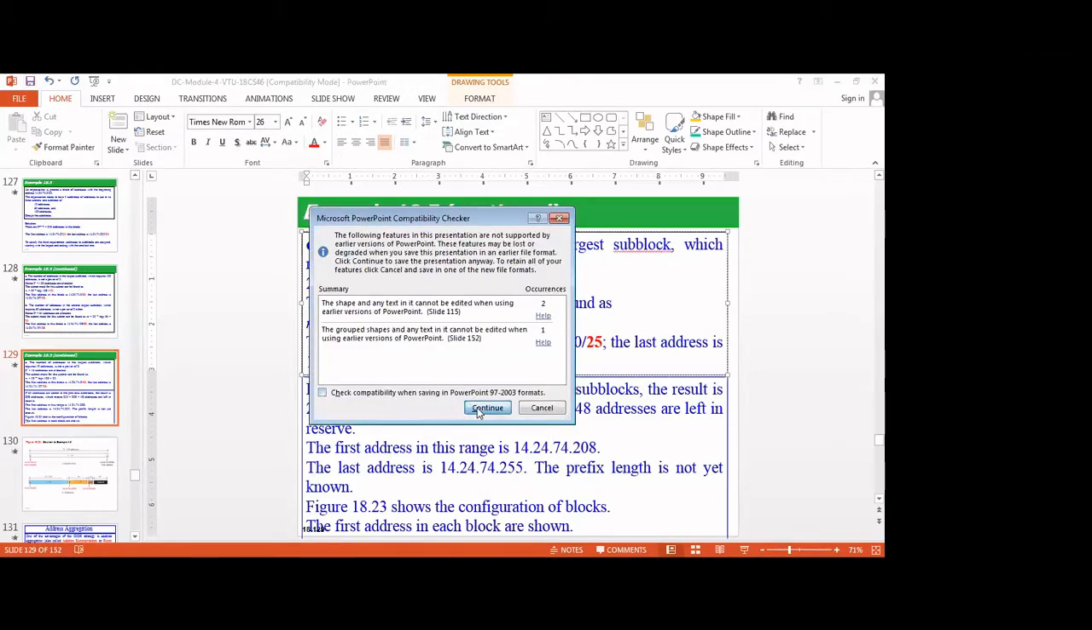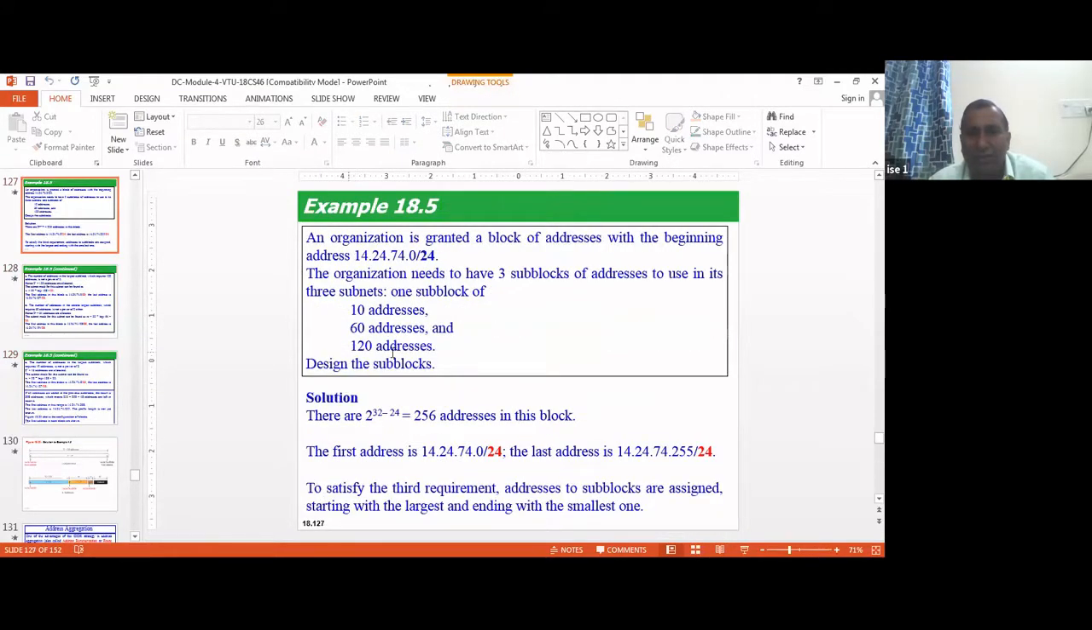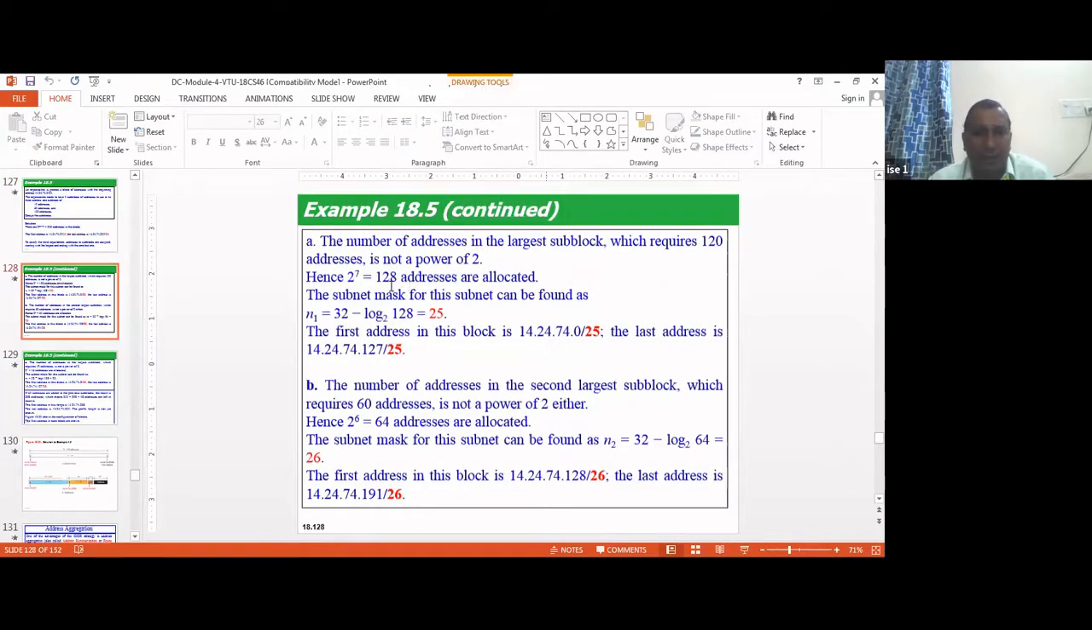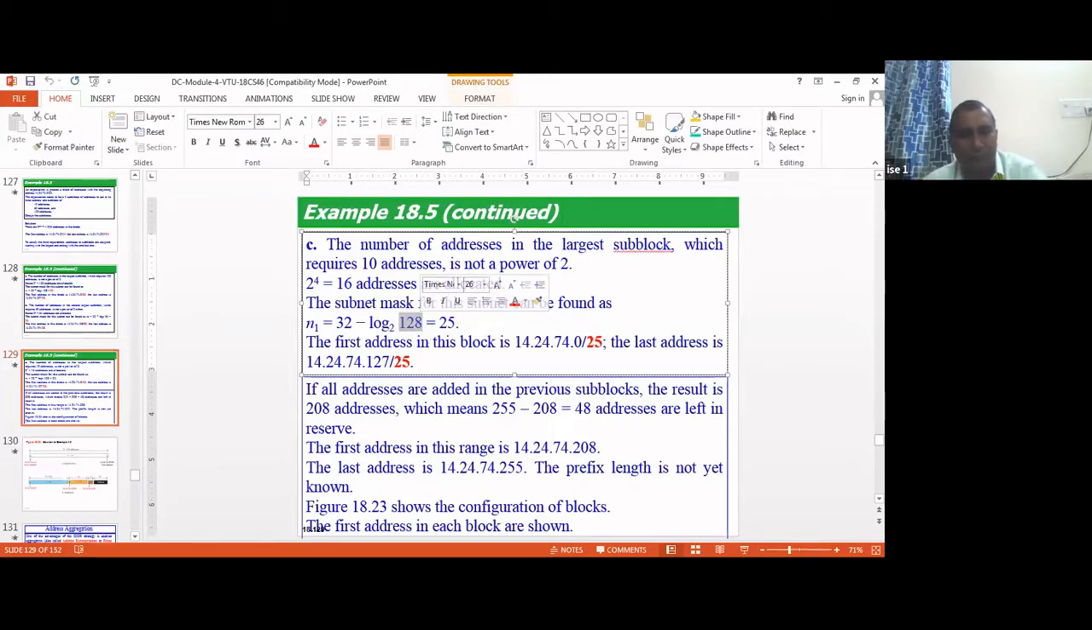Yes, sir. So I've just changed it. Here we wanted 10 addresses. So we have addressed 120 addresses, 60 addresses, and now 10 addresses are to be taken. I took it from the textbook directly, but this is wrong. I'm sorry, I could not judge there. So 10 addresses, which is not a power of 2. 2 to the power 4 is 16, so I'll take this as 16. So 32 minus 4, this should be 28.